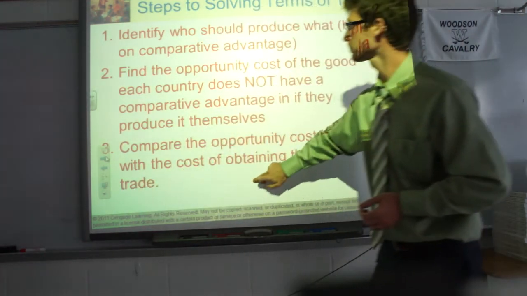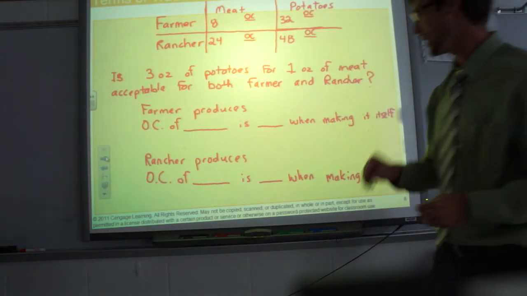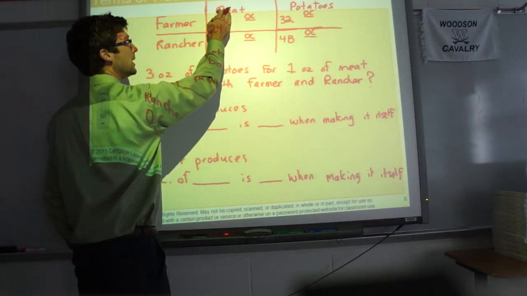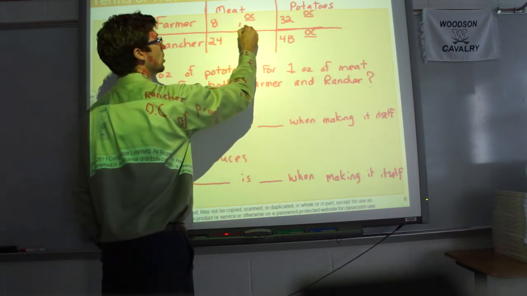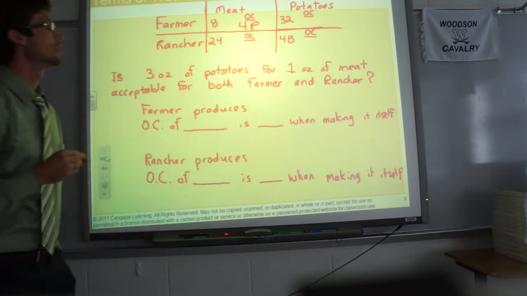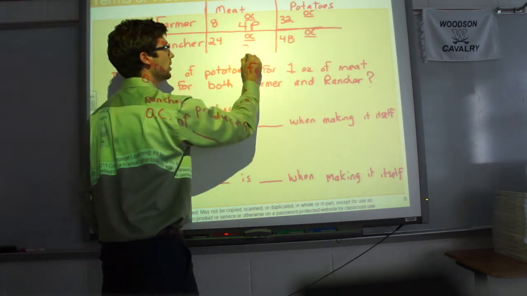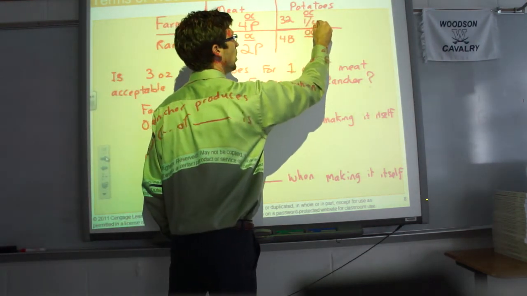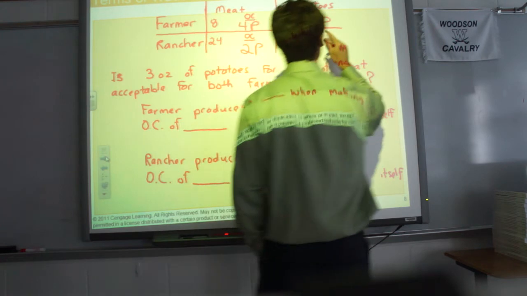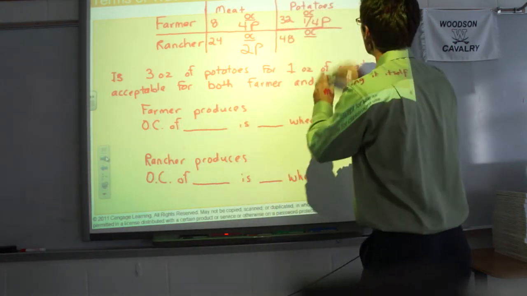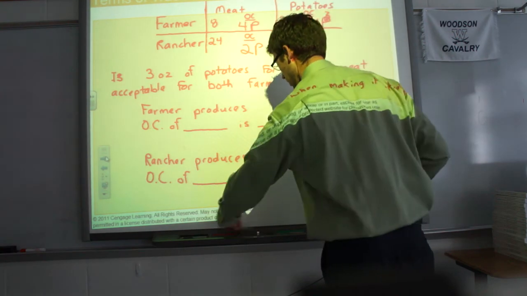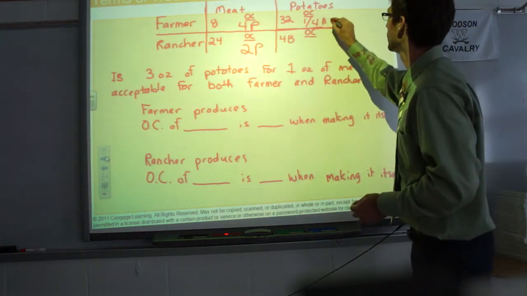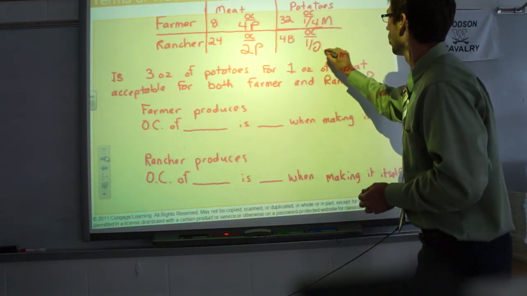Let's do this. So here we see our numbers again. We need to come back. I haven't filled in a couple of blanks. Remember, for the farmer, the opportunity cost for meat is measured in potatoes. So the farmer has to give up 4 potatoes for every ounce of meat that they produce. The rancher, it's 2 potatoes for every ounce of meat they produce. And it's the reciprocal over here. We're talking about the cost of a potato. Excuse me, if we're talking about the cost of potatoes, it's always measured in meat. I hope you understood that. And we here have 1/2 an ounce of meat.